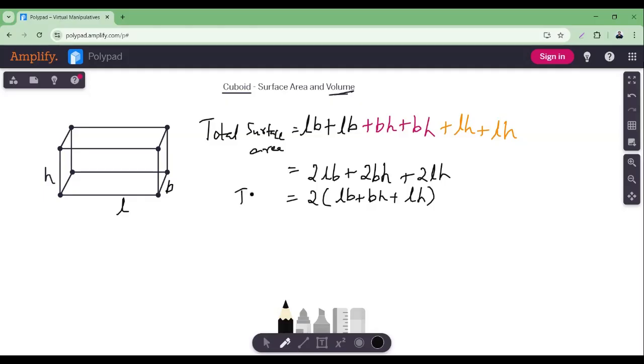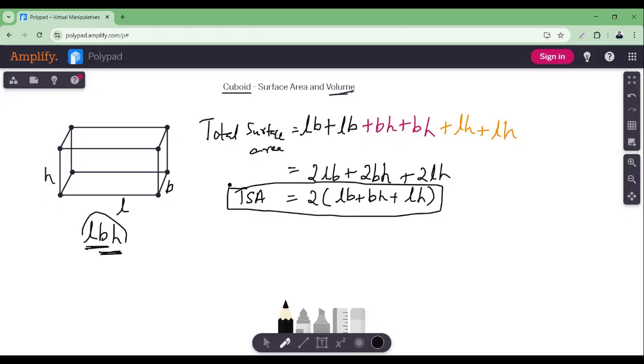How can you remember it easily without making any mistake? Look at this. There are only 3 dimensions, L, B, H. First, take these two, then take these two, then take these two. Okay, LB, BH and LH. That will be the total surface area of a cuboid.